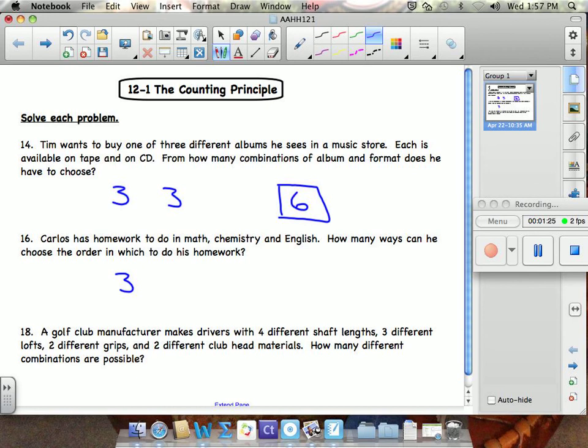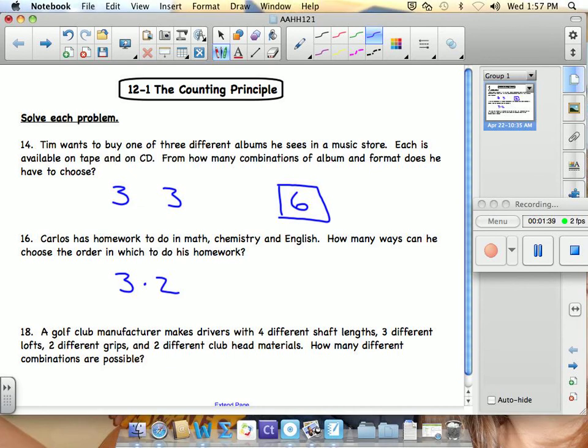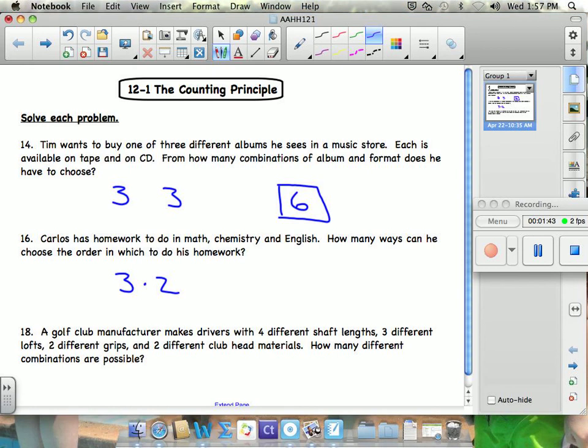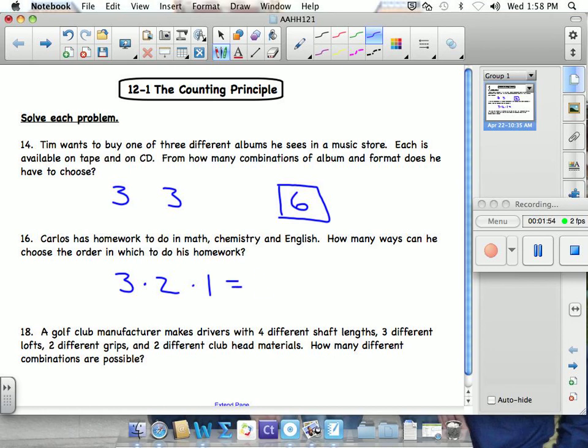Then, once he's done one of the subjects, obviously he'd pick math first. Then what does he have to pick from? Well, he's down to chemistry and English. That's 2 options. And then finally, once he's done with one of those, how many are left to pick from for the third option? That would be 1. So what's the total? If we can identify the number of options for each spot, we multiply those options together and come up with a total of 6 different ways.